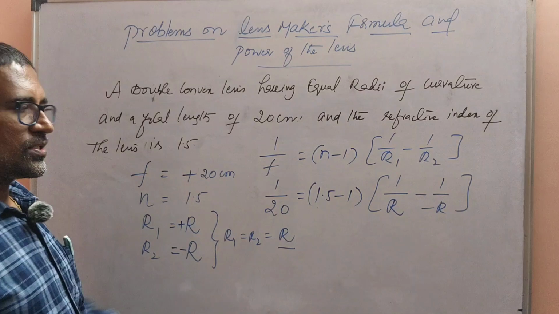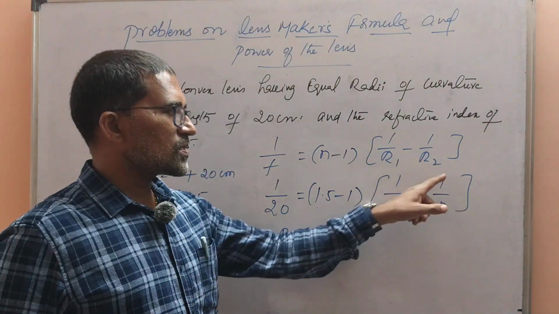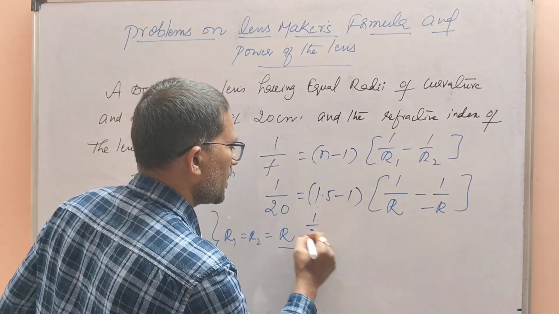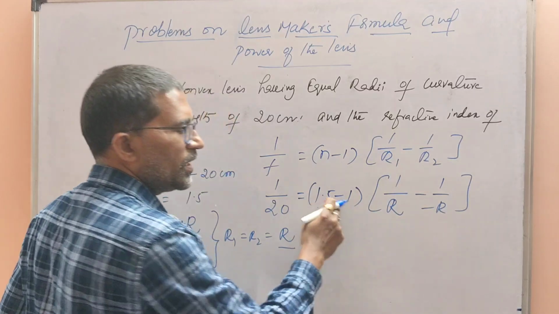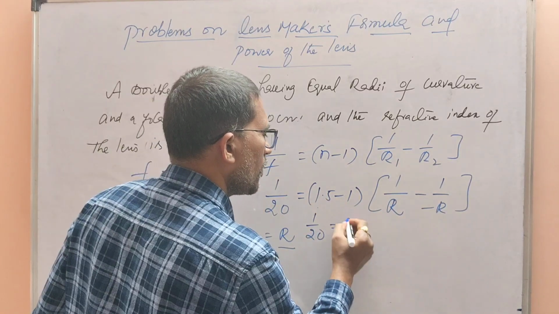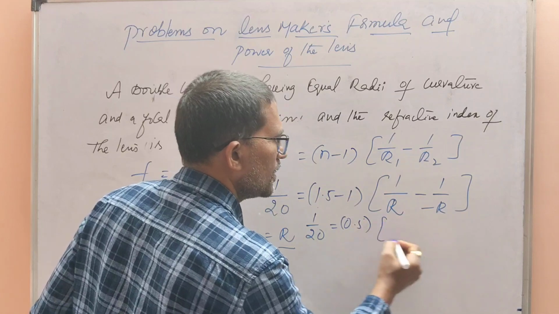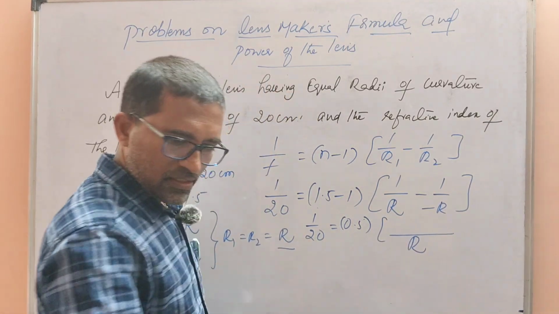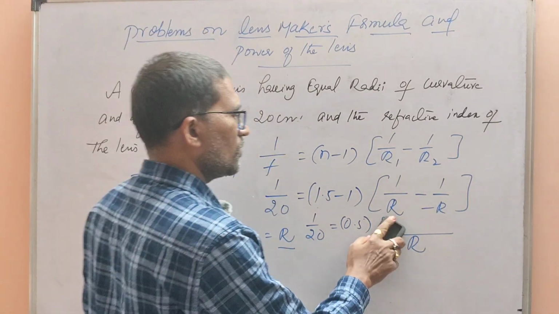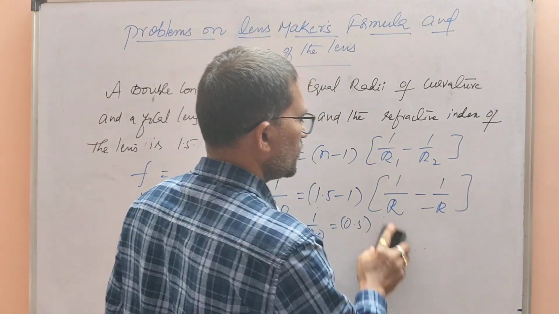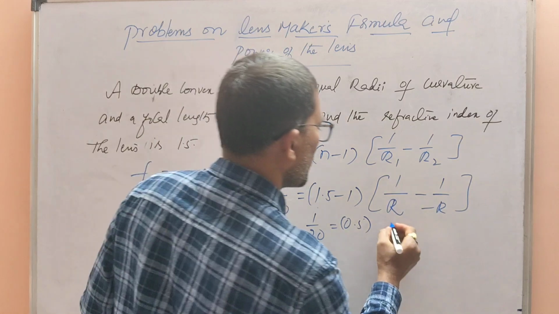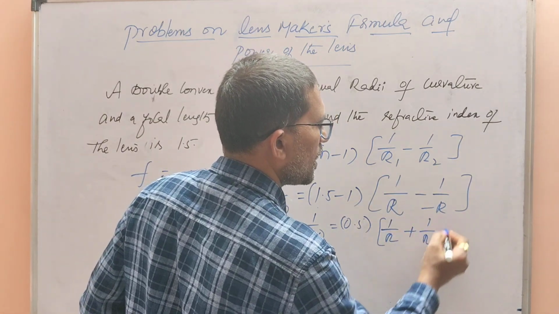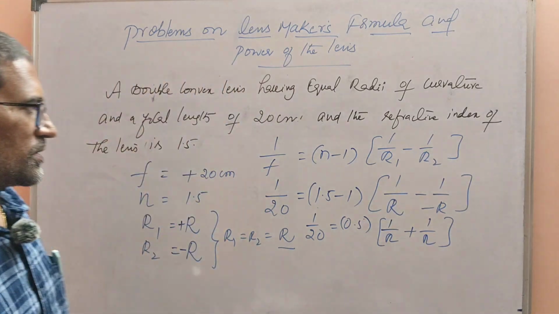But you have to apply the conventions. So 1 by R minus 1 by minus R. That is, I will write it as 1 by 20 is equal to 1.5 minus 1. That is 0.5. Next, take the LCM, R. LCM is R. Otherwise, we can do it like this, if you are getting any confusion. That is 1 by R minus into minus plus 1 by R. I hope you understood this step.